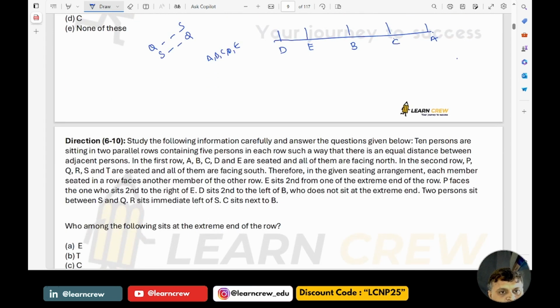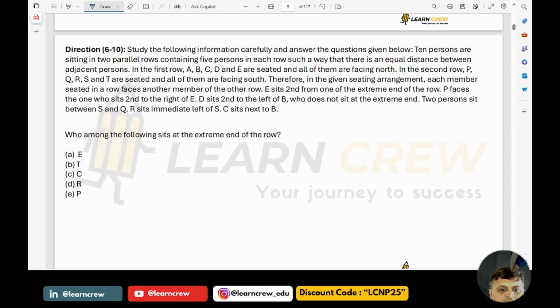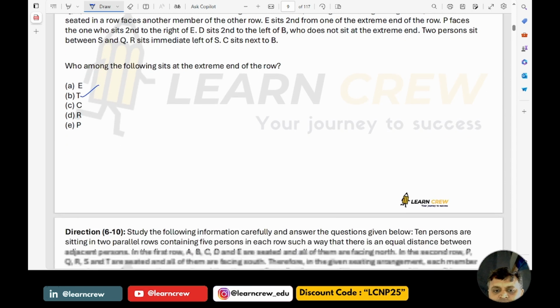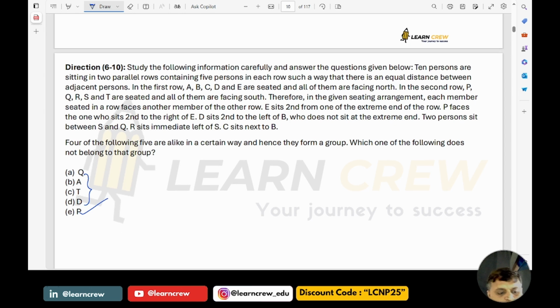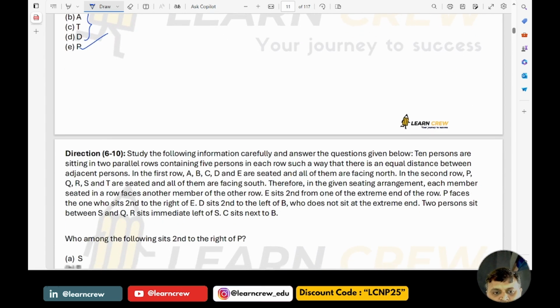Next, 7th question. Who among the following sits at the extreme end of the row? Extreme end of the row, it is A, D, Q, T. T. Right? Now, next, 8th one. 4 of the following are alike. So if you see here, these 3 are alike, are extremes. This is not extreme end. So answer is E. 8th one, E.